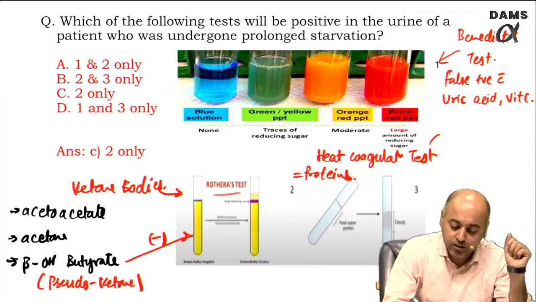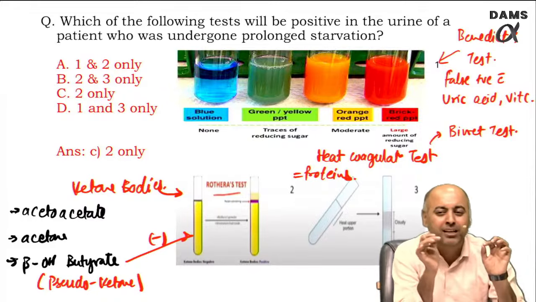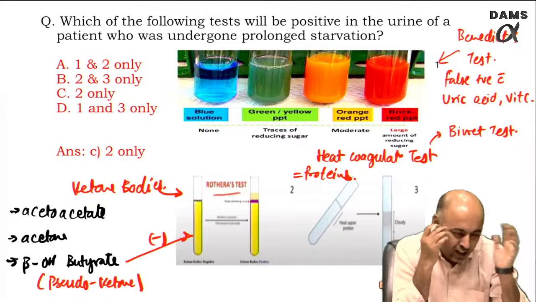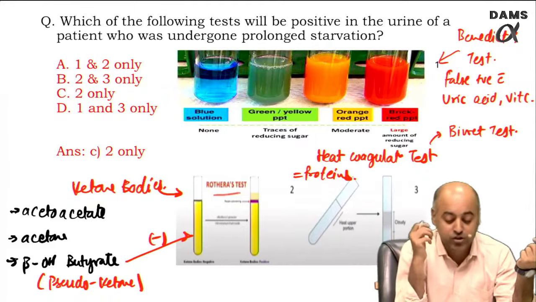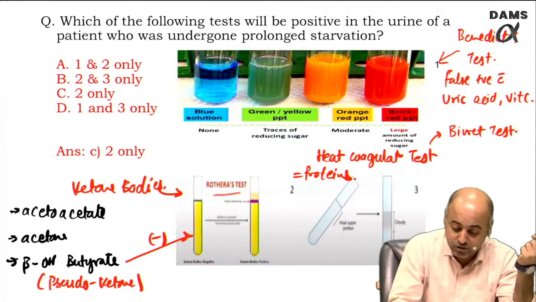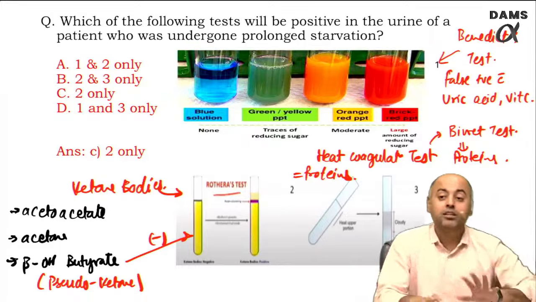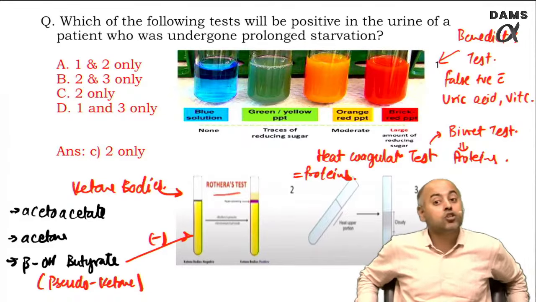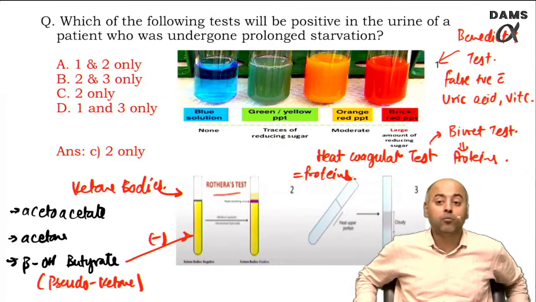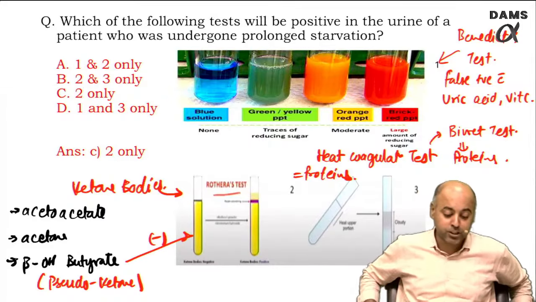Instead of heat coagulation test, they can give you the biuret test. I don't have the image for biuret test. It has the purple color on a positive result, so light purple and dark purple can be there in the image. So dark purple will indicate that positive biuret test is there. The biuret test is also for proteins. Okay, so these are the common images which can be given on testing of the urine. All these tests are commonly performed in the urine. Okay, so please remember this.